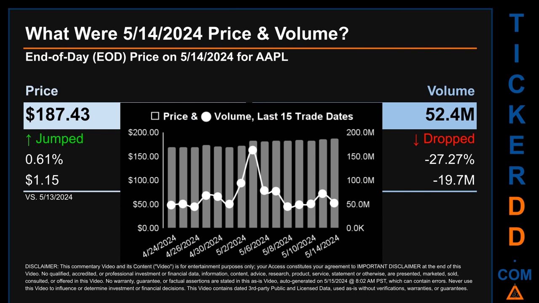The graph shows price and volume for the last 15 trade dates. Across a range of $18.41, the max and minimum end-of-day price were respectively $187.43 and $169.02. Volume saw a range of 118.4 million, from a day low of 44.8 million to a day high of 163.2 million.